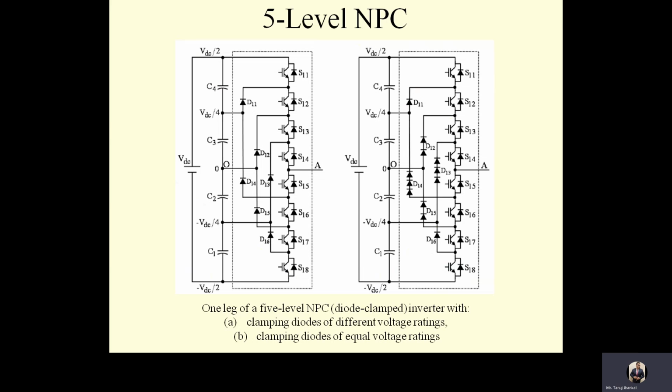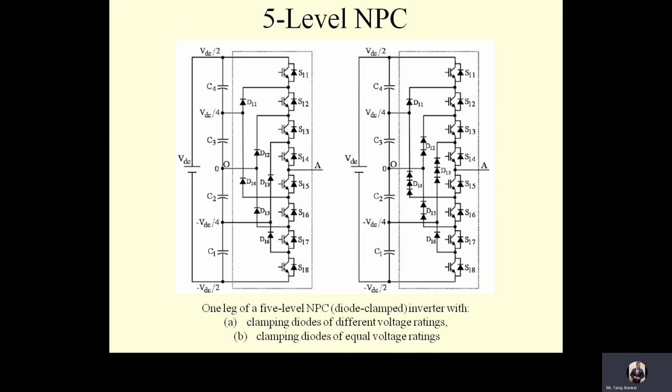Figure A shows a phase of a five-level inverter structure. On the other hand, if diodes of equal voltage rating, each having the same blocking voltage as the switching device, are used, then a larger number of diodes have to be connected in series, as shown in figure B for five-level inverters.